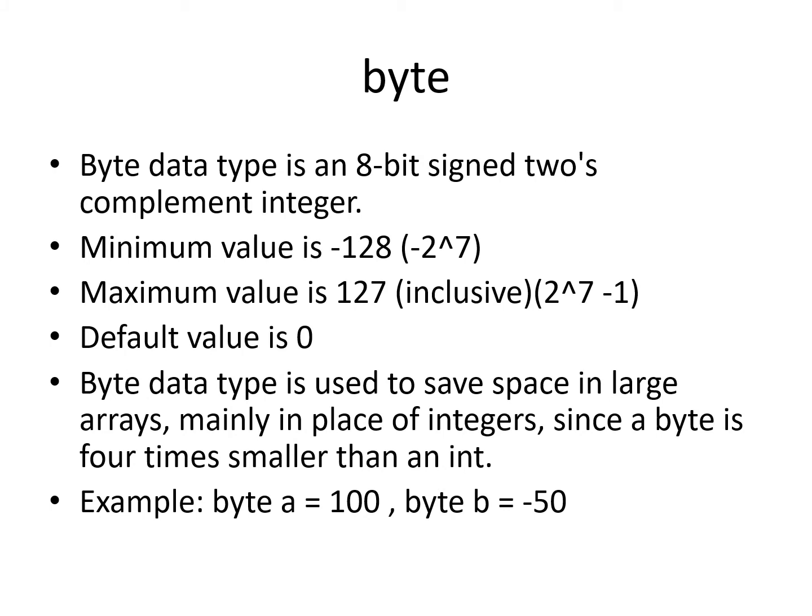The primitive data type byte. Byte data type is an 8-bit signed 2's complement integer. Minimum value is -128. Maximum value is 127. Default value is 0. Byte data type is used to save space in large arrays, mainly in place of integers, since a byte is 4 times smaller than an int. The example of declaring a byte is byte A equal to 100, byte B equal to -50.